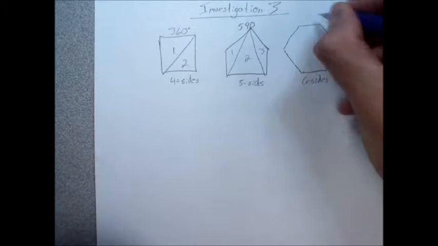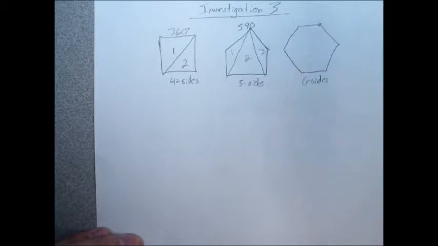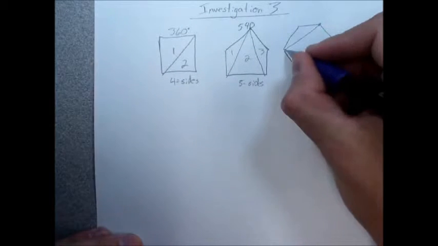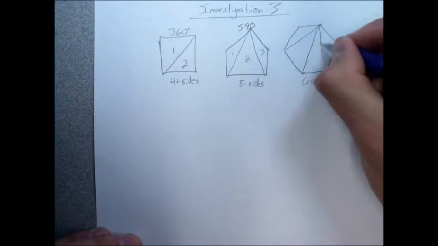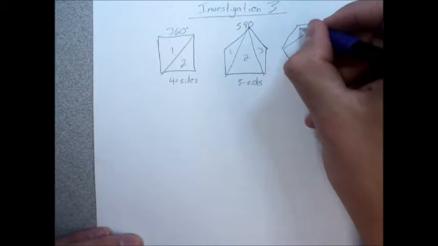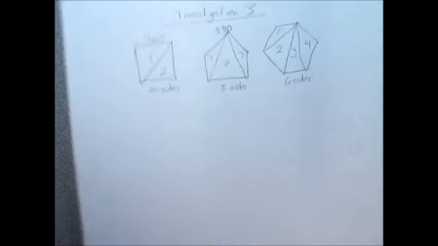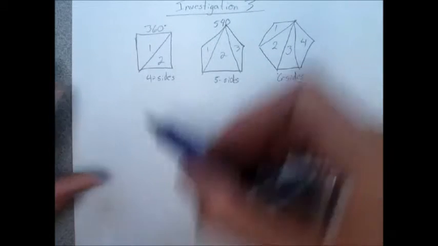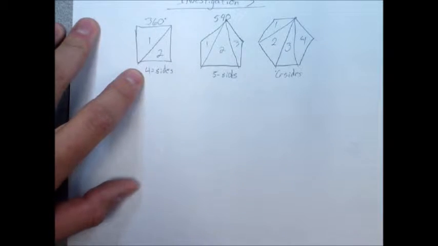So let's start. Here's a vertex. I chose this vertex. I'm going to connect all non-adjacent vertices. So there's 1, there's 2, there's 3, and here's 4. So 6 sides, I had 4 triangles. So what is the relationship between the number of sides and the number of triangles? What happens?